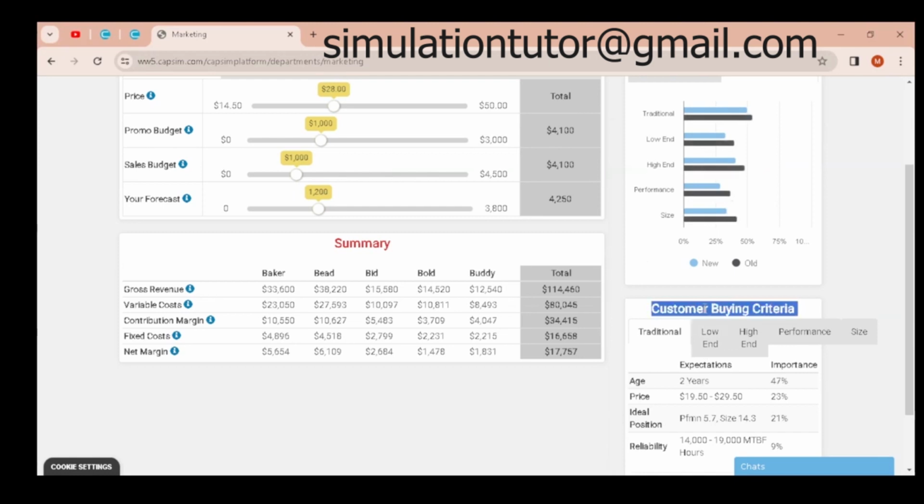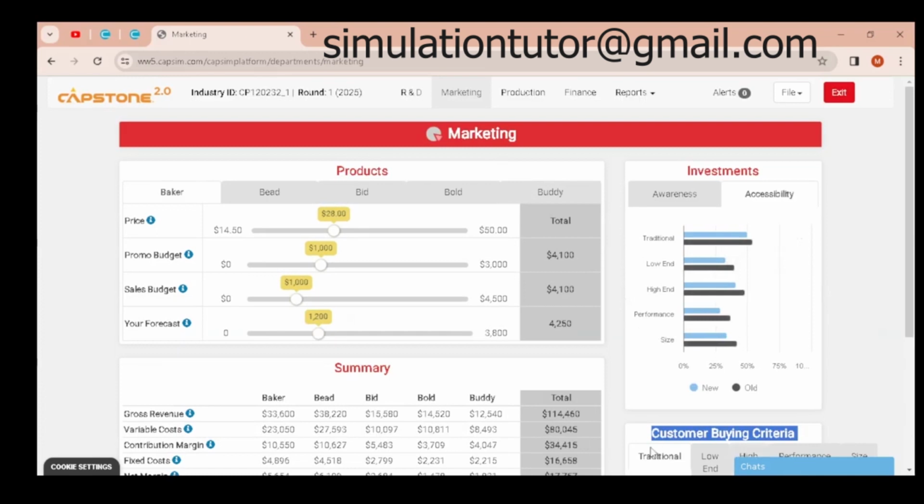Lastly, we have the customer buying criteria, also called the CBC. Here we're simply going to see what customers expect on a particular product. Maybe customers expect a particular price, they expect a particular age, that's it. So that's all about marketing.